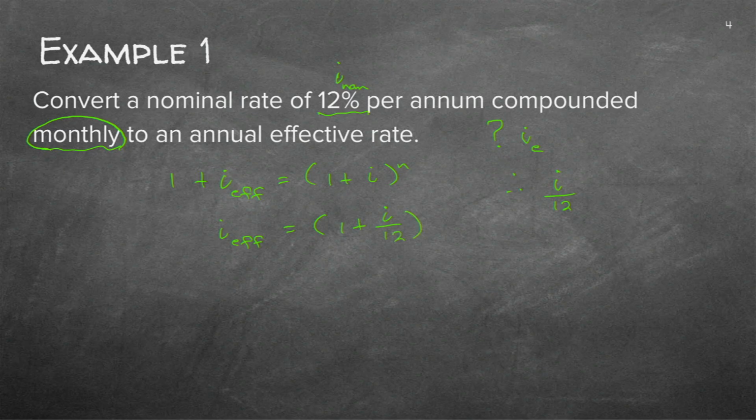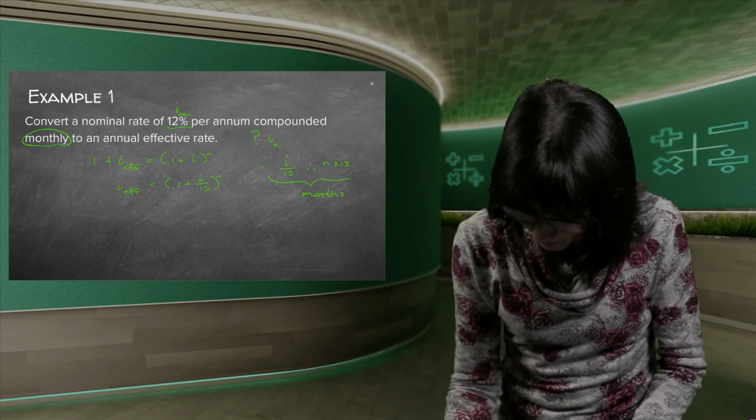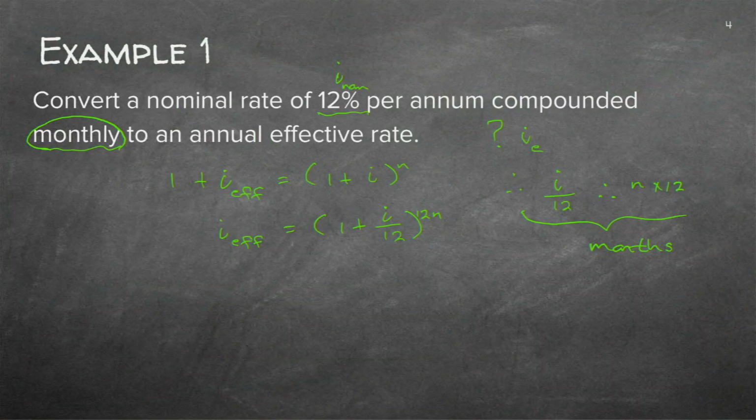Oh, what about the n? Remember I said you must write the i and the n times 12. Because if I divide the i by 12, I cut it up. How many pieces are there in 1 year? So the n will stand for years. But if I multiply it by 12, I'm changing all of this now to months. I cannot start my problem if I haven't changed everything to months. So the n will be 12n. Good. And now you will just do it on your calculator.